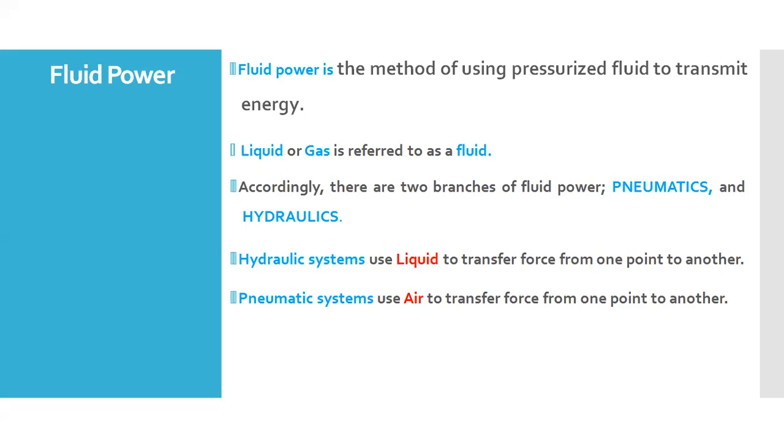So what is a hydraulic system? A hydraulic system uses liquid to transfer force from one place to another, while the pneumatic system uses air to transfer force from one point to another. That is how the force is transferred, making things move so that it flows properly from one place to another. So today I will show videos of how the hydraulic and pneumatic systems are applied in robotics, which is used in industries for various applications.